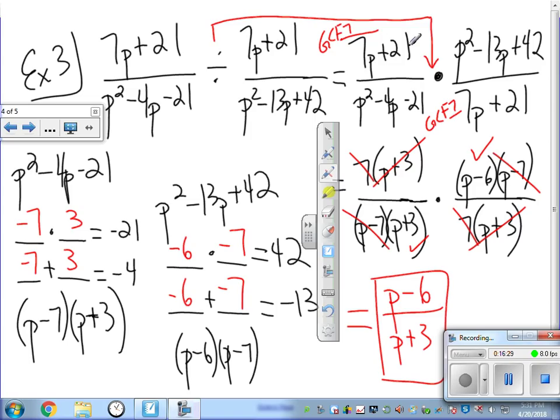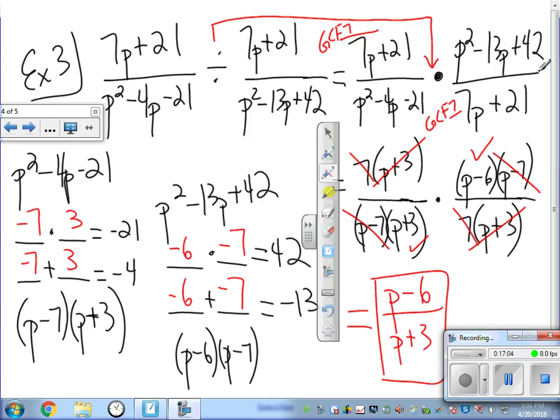The GCF of 7p plus 21 is 7. When I take 7 out, I get 7 parentheses p plus 3. The downstairs of the first fraction is a naked quadratic, so I go straight to, I need to find two numbers that multiply to negative 21 but add to negative 4. That's negative 7 and positive 3. Here are my factors for p squared minus 4p minus 21. Boom, right? P minus 7, p plus 3. Transfer that to the downstairs of the first fraction.